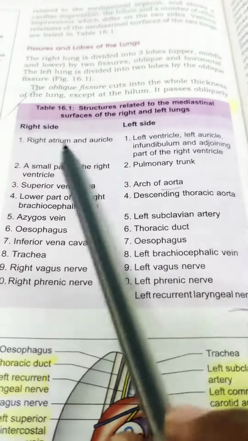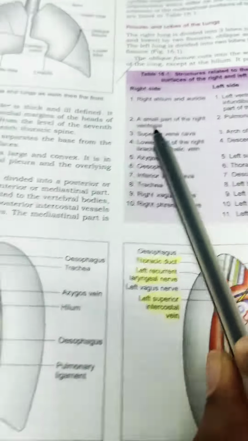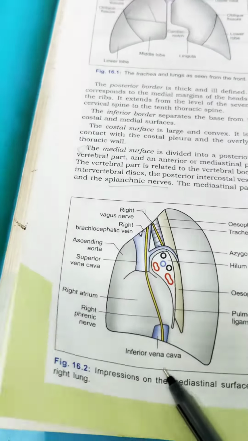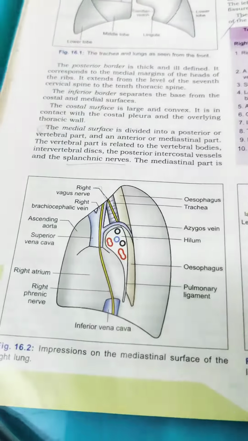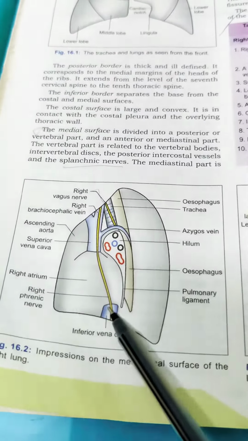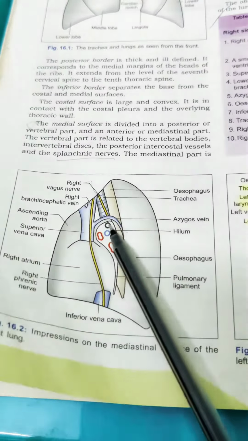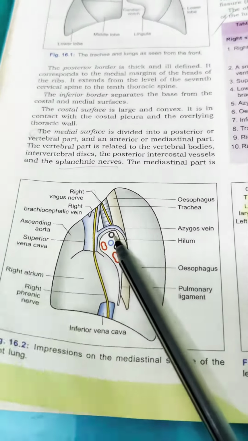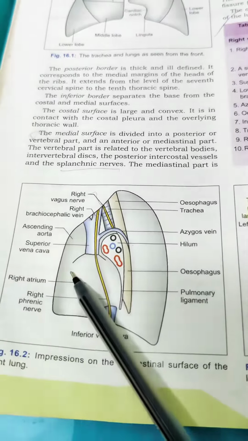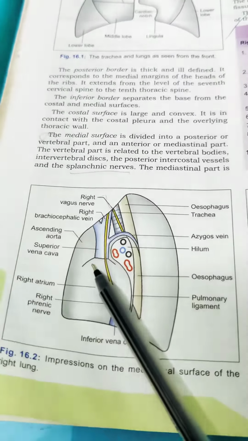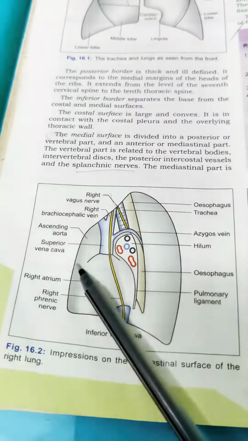On the right side you can see mainly the right atrium and right auricle. By means of a diagram we will check out the related structures. You can see this is a structure which is mainly related to the right lung. In the right lung there is the right atrium, and also the right auricle, and a small part of the right ventricle will also be present over here, and you will have the superior vena cava.